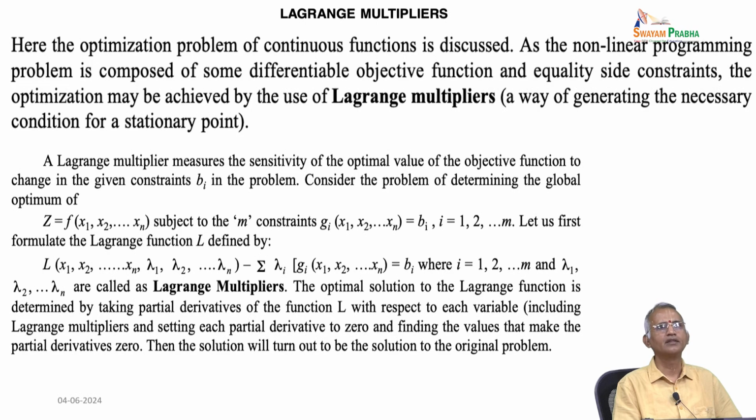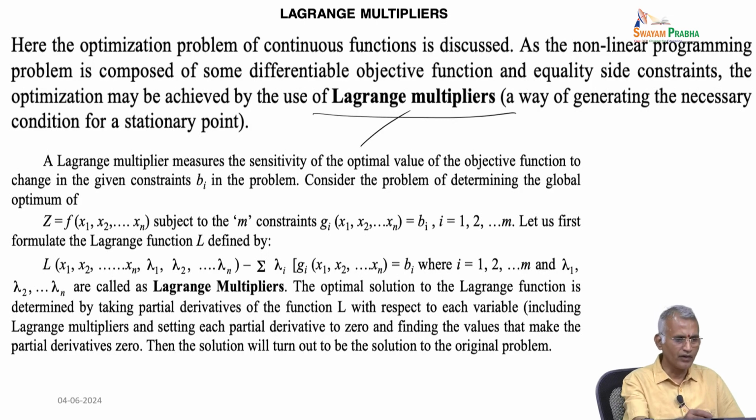Now, Lagrange's multiplier is most important for this topic. Here the optimization problem of a continuous function is discussed. A nonlinear programming problem is composed of some differentiable objective function and equality constraints, and the optimization may be achieved by use of Lagrange's multipliers. The Lagrange's multiplier measures the sensitivity of the optimal value of the objective function to the constraint bi in the problem. So, z equal to f of x1, x2, xn is subject to the m constraints.